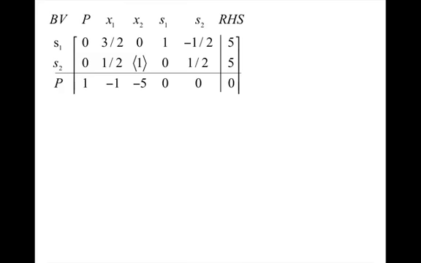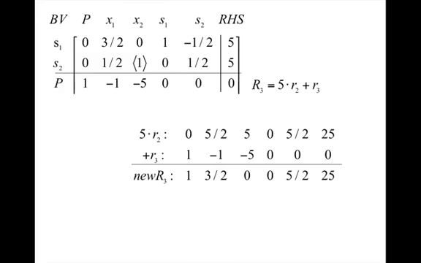Then next, to make the negative 5 become a 0, I change its sign to a positive 5. I'm going to multiply by row 2 because that contains the 1 that's my pivot element. And then I'm going to add this to row 3 because that's the row I want to change. 5 times row 2 is 0, 5/2, 5, 0, 5/2, 25. When I add this to row 3, it gives me my new row 3.